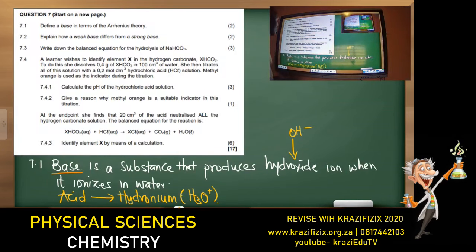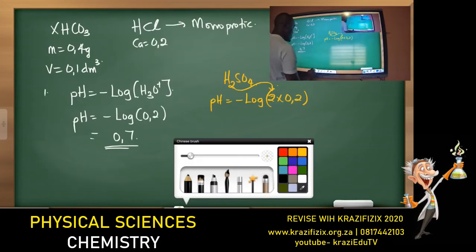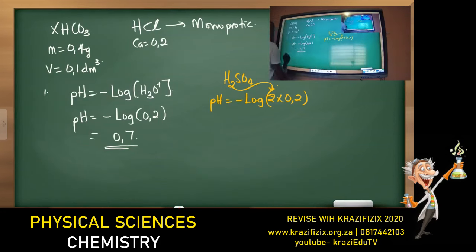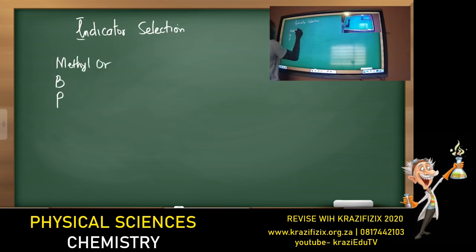Okay. Give a reason why methyl orange is used. You must know your indicator selection. There are 3 types of indicators, so I'm just going to do my indicator selection here quickly. I always call it my beautiful princess. This is methyl orange, bromothymol blue, and phenolphthalein.